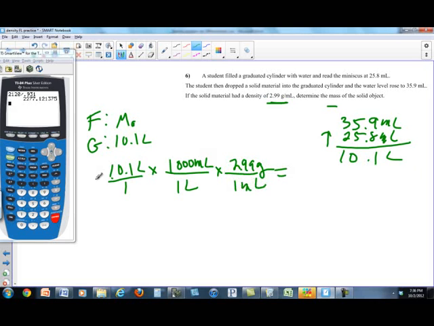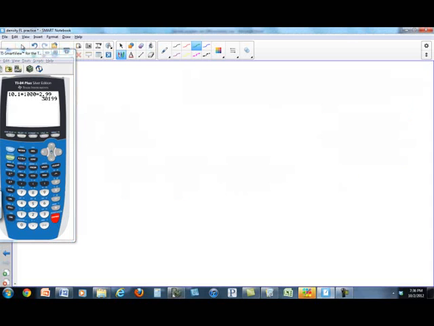If I multiply that out, I get 10.1 times 1,000 times, can't read my own writing, 2.99, and I get 30,199. So let me see, I've got 3 sig figs, 3 sig figs, so I want 3 sig figs, so it's 30200 grams. I want to make sure my units are canceled, right? So I'm good. Okay, we're going to stop there.